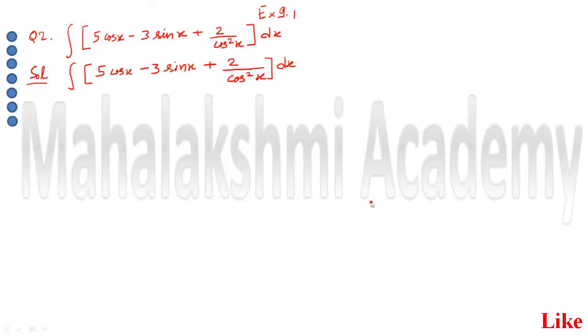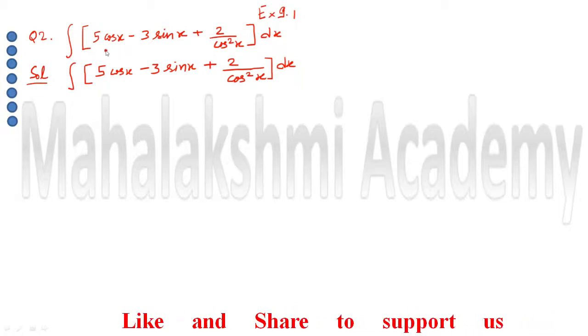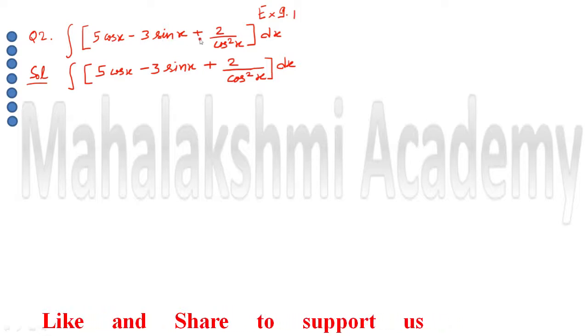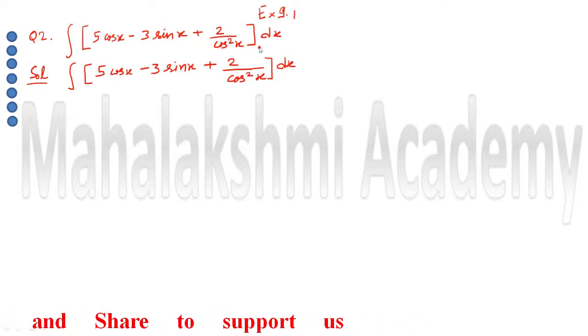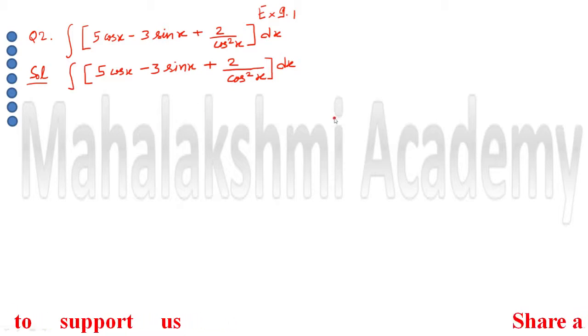Hello everyone, I am going to explain some questions from exercise 9.1. Today we are going to start from question number 2, and here I already wrote the question. Question 2 is: integrate (5 cos x minus 3 sin x plus 2 upon cos square x) with respect to x. So we'll start to solve it.